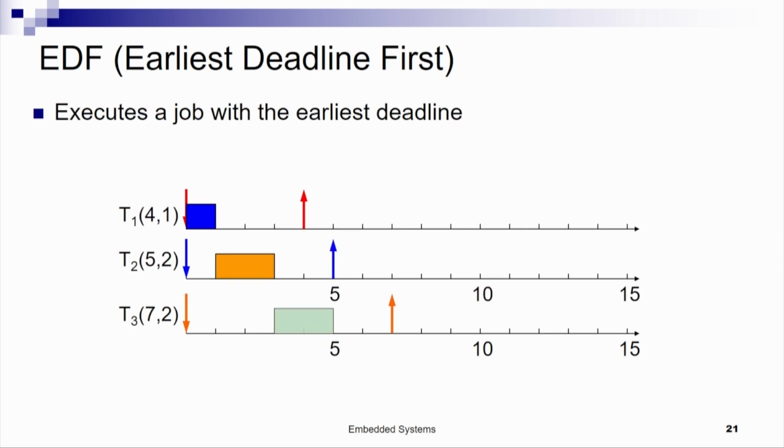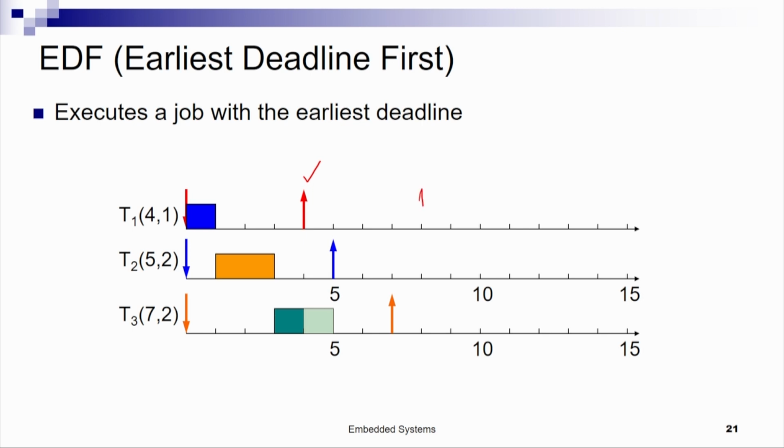T3 executes next, the first part of T3, and at this time the second job of T1 arrives. But for the second job of T1, the deadline is going to be 8. For the first job of T1, the deadline is 4. So, for the second job of T1, the deadline is going to be 8, which is here.